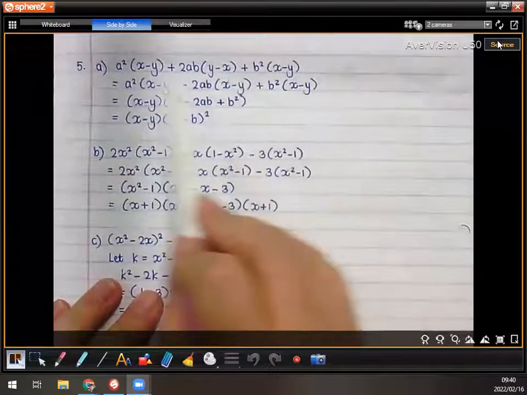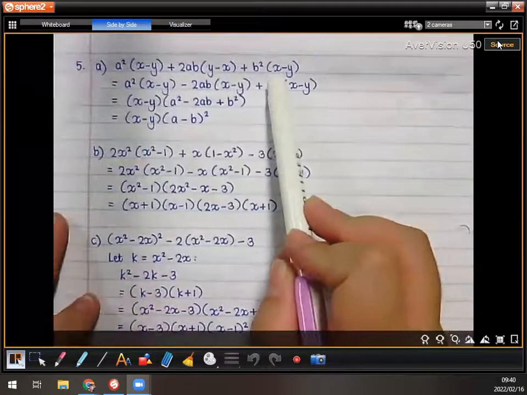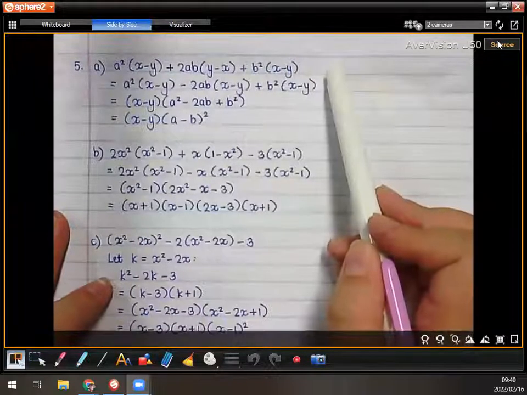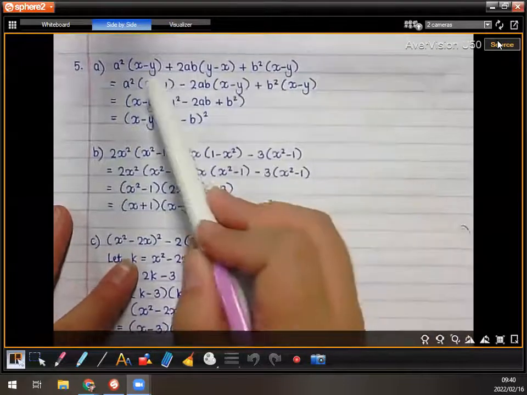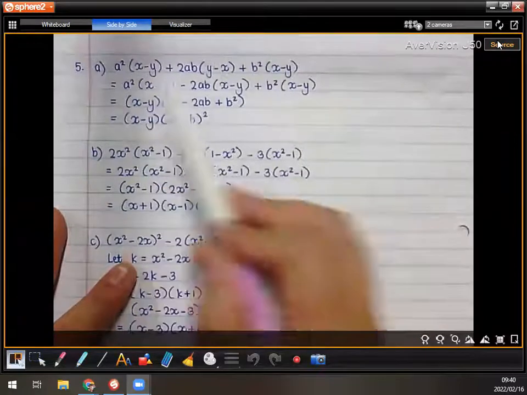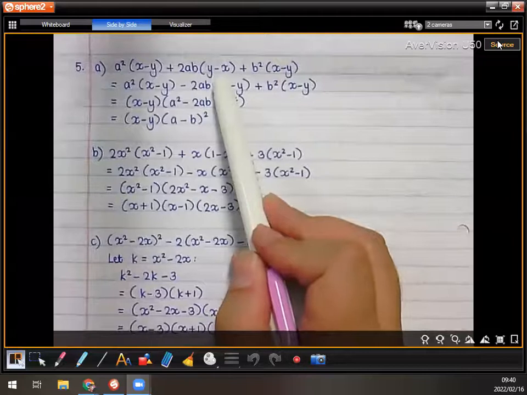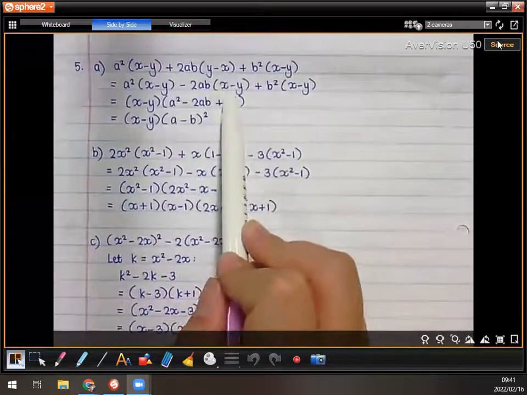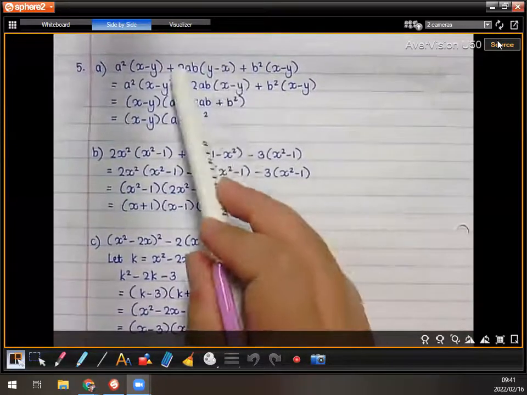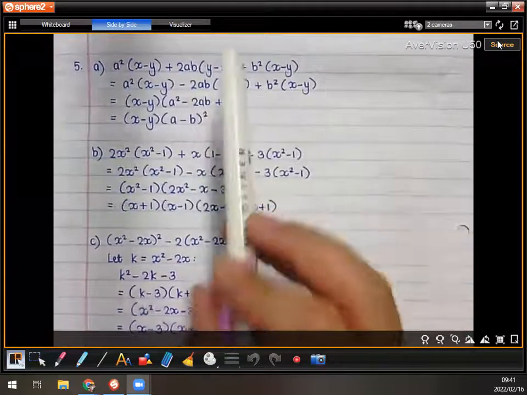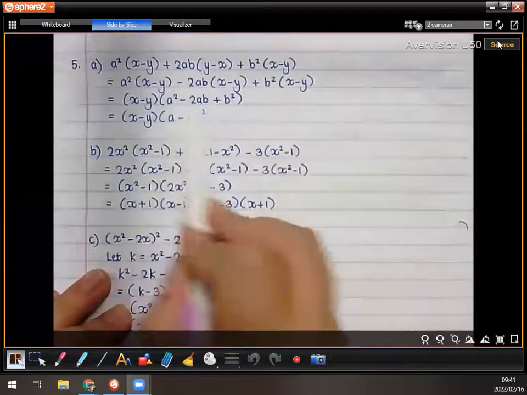But guys, if we're looking at this, I'll show you now in C. That's the first place where I use the substitution. In A, I don't think you needed to use a substitution for this, right? We can see that we have 3 brackets. They're all very similar. That middle one just needs to do a switch around, right? So that's what I did for that one. I changed the plus 2ab to a minus 2ab. And then I had my common bracket, took it out.